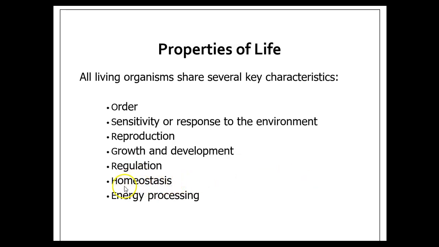Homeostasis is related to regulation. It is the maintenance of constant conditions within our cells. And so we'll talk about examples. And then energy processing, probably the most common two types of chemical reactions that process energy are the cellular respiration reaction that goes on in all cells that breaks down glucose and produces energy, and photosynthesis, which takes sunlight energy and converts it into food. So energy processing is our last characteristic.